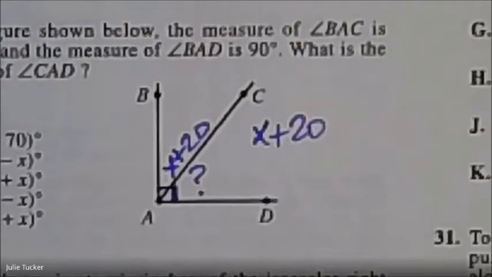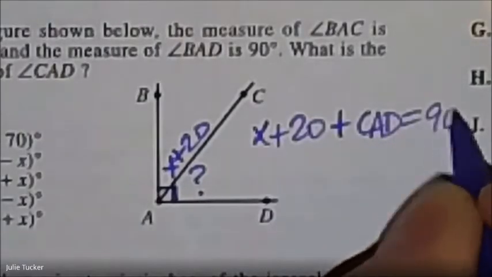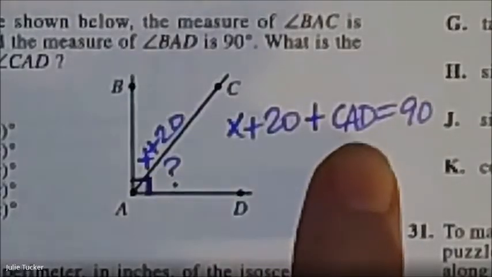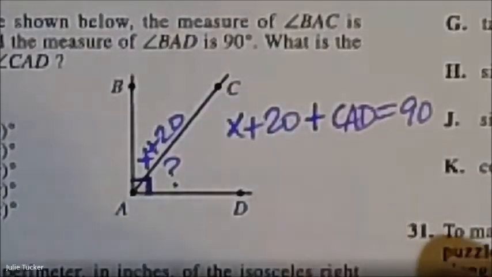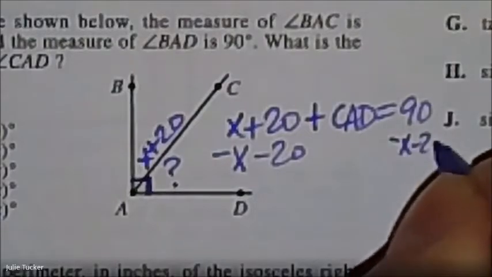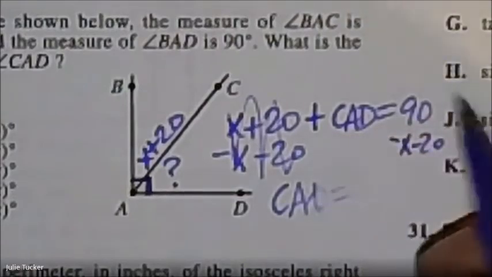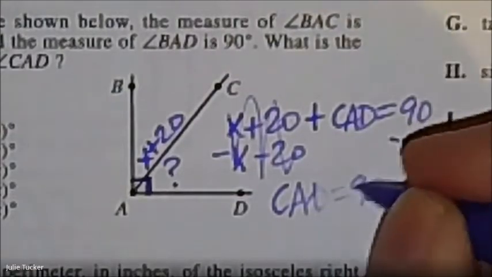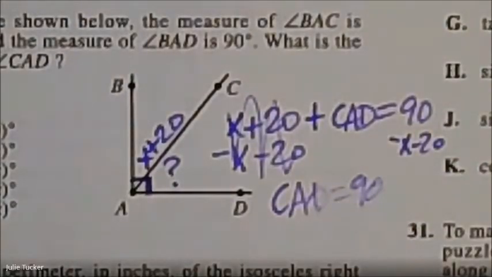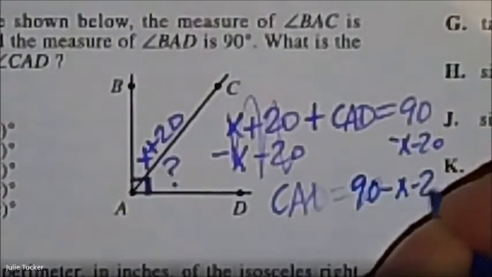Okay. So you don't know the measure of CAD. So x plus 20 plus CAD equals 90. So if you want to know CAD, we could isolate this CAD, right? Minus x minus 20, minus x minus 20. CAD equals 90 minus x minus 20, right? My pen's dying. Hold on, let me get a better pen.